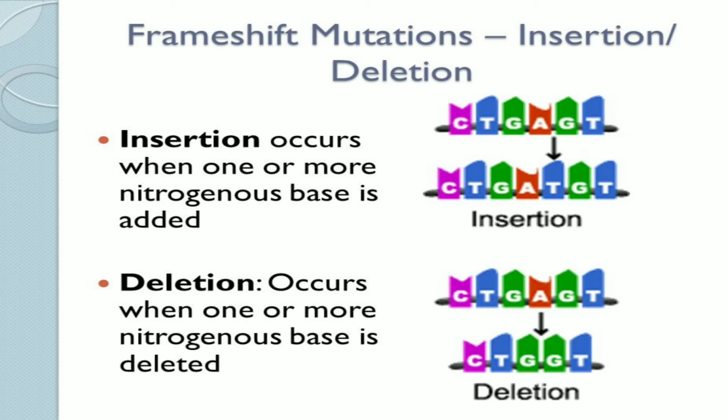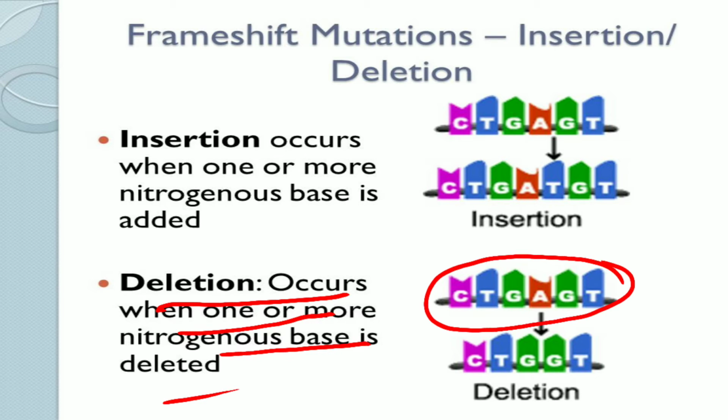On the other hand, deletions occur when one or more nitrogenous bases are deleted. For example, this is the parent sequence, and in the next generation you can see this A is not present, which shows one nucleotide is deleted.